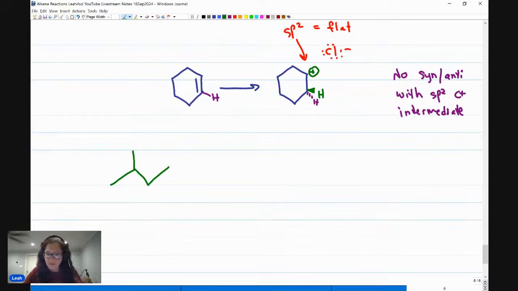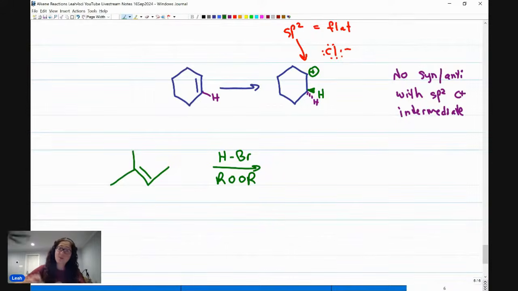And this time, we're going to react it with, let's do HBr and peroxides. Peroxides, which you can write as ROOR, or your professors may sometimes give you a very specific one, is going to give me a very different reaction. With peroxides, even though we're not following Markovnikov's rule, the chemistry of why this is happening is going to be for the same exact reason.